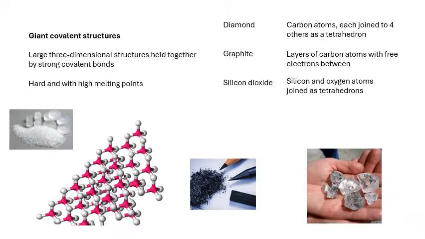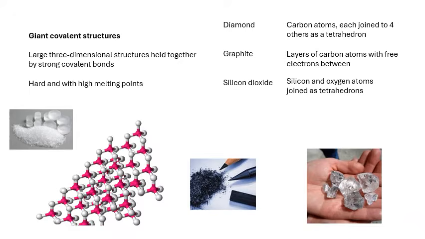Some covalent compounds are giant covalent structures. For example, diamond. In diamond, you've got lots and lots of carbon atoms joined together. Lots and lots of tetrahedrons joined together in this giant structure, a large three-dimensional structure held together by strong covalent bonds. Diamond is the hardest natural substance that we know. It's incredibly hard, incredibly difficult to break into bits. The whole thing's just lots and lots of covalent bonds.